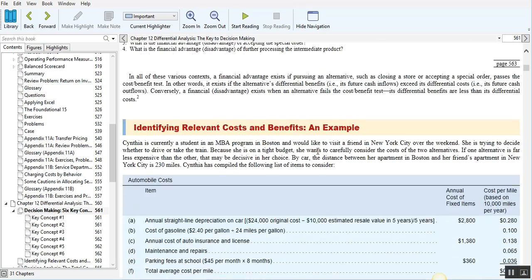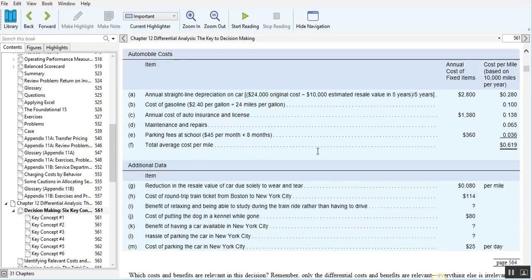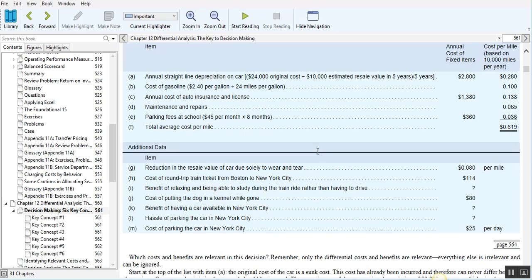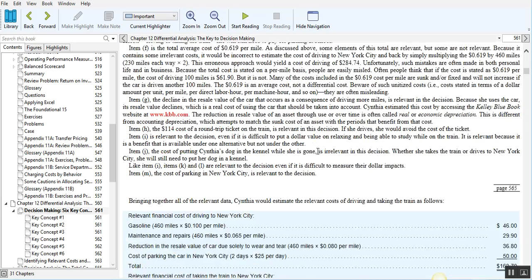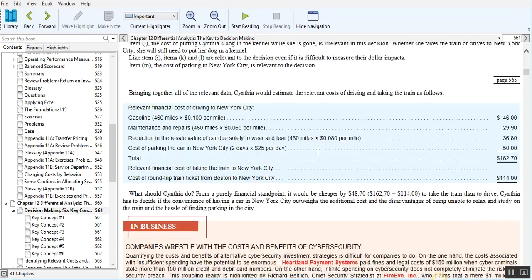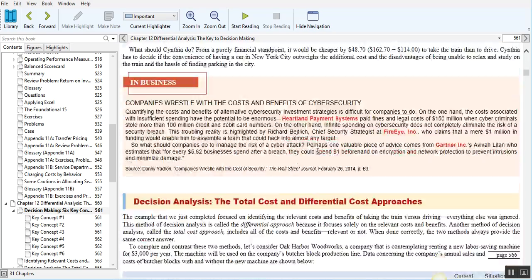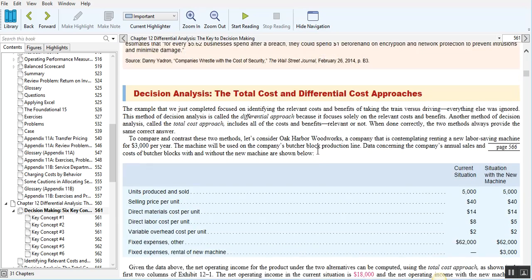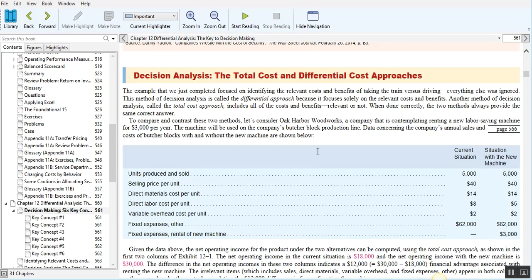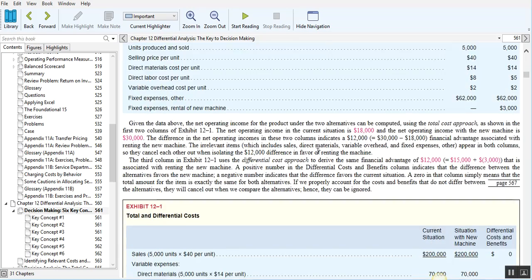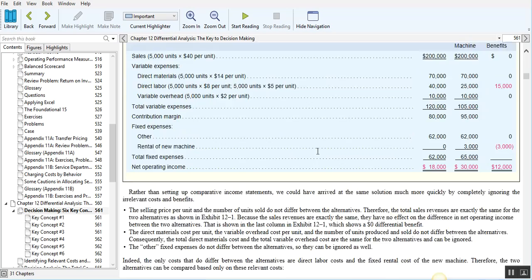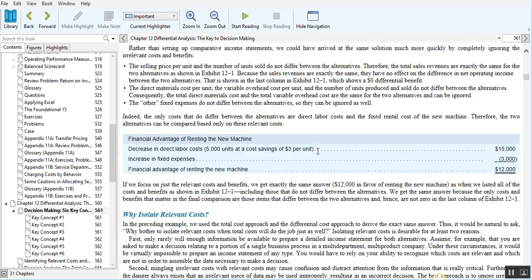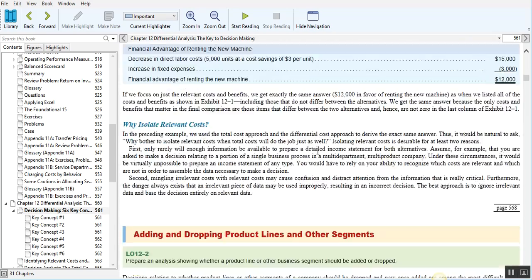Okay, they go through an example here of identifying relevant costs and benefits, and I think we've done this before, but basically what you're looking for are those costs that change with your decision. And so what I would like to do here with this is kind of talk about how we make decisions with different approaches. What kind of decisions are we going to make?